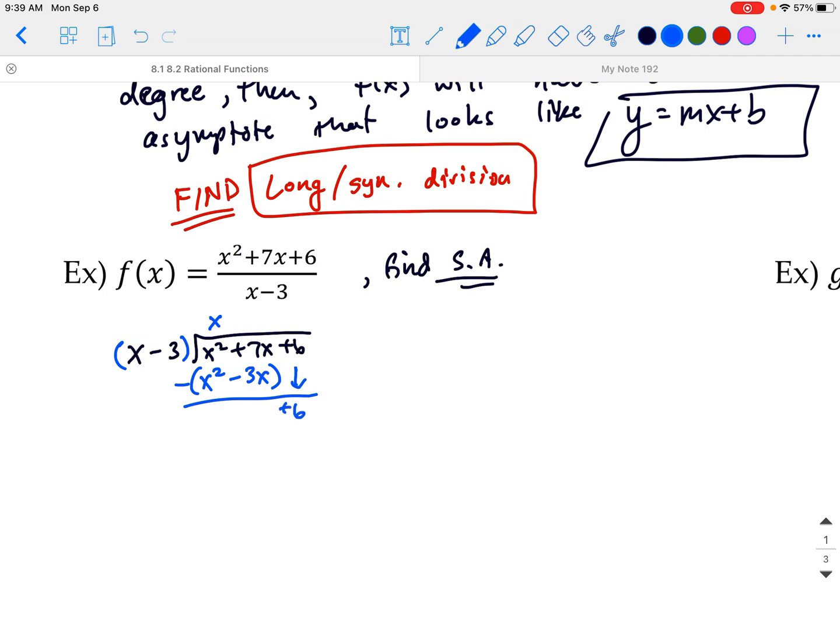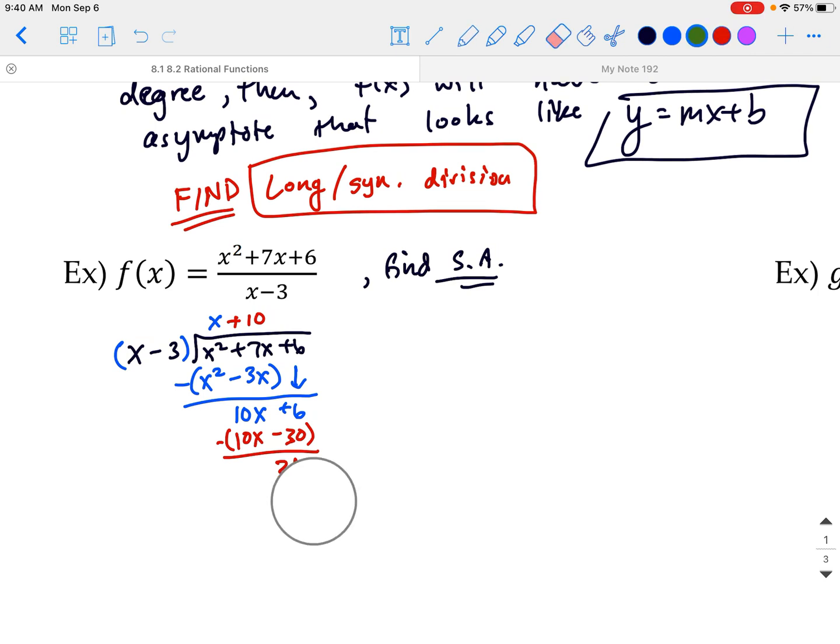Then we'll subtract like we normally do with division. And so 7 minus negative 3 is going to be positive 10. So we'll have 10x plus 6. Then to get 10x from x, we'll have to multiply by 10. So we'll get 10x minus 30. Subtract that, and we'll get 6 minus negative 30, which is positive 36.